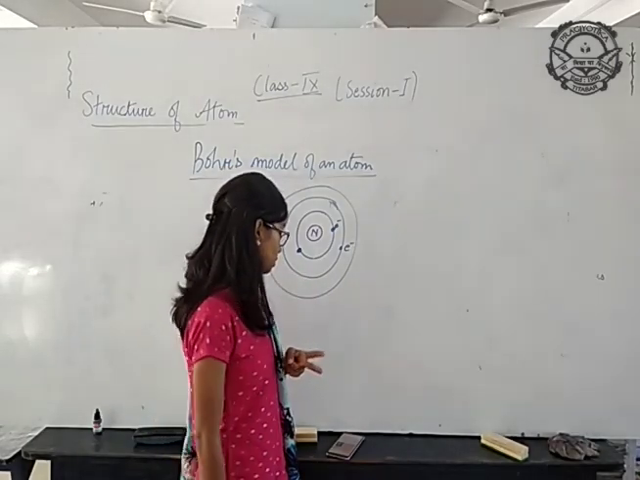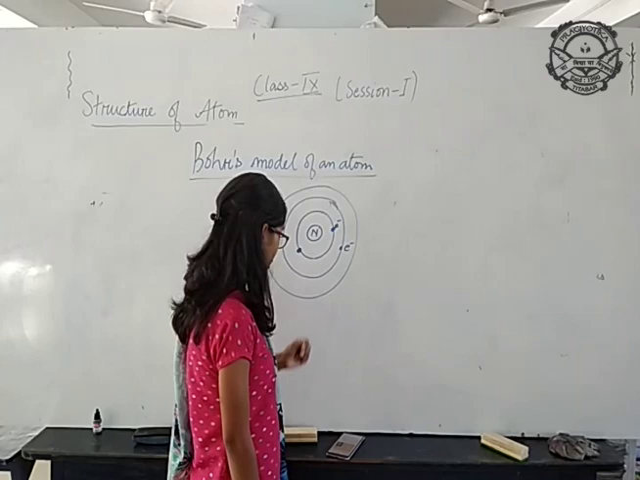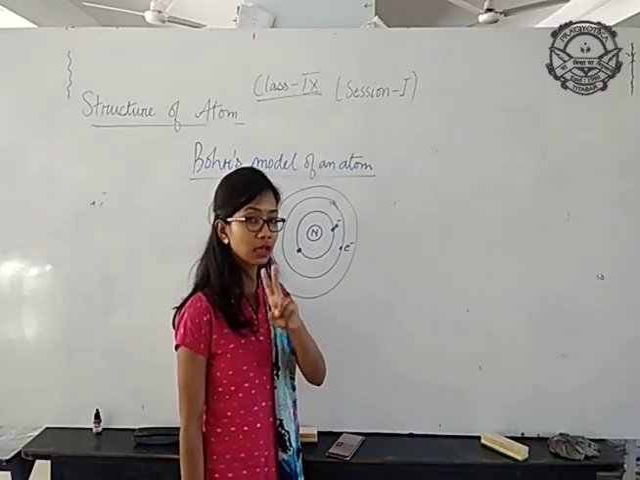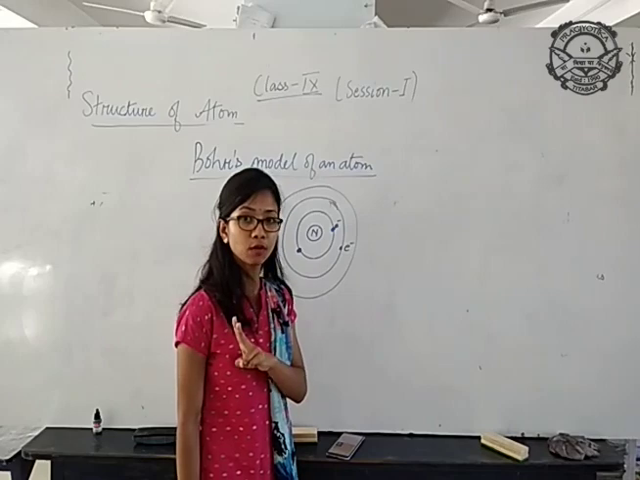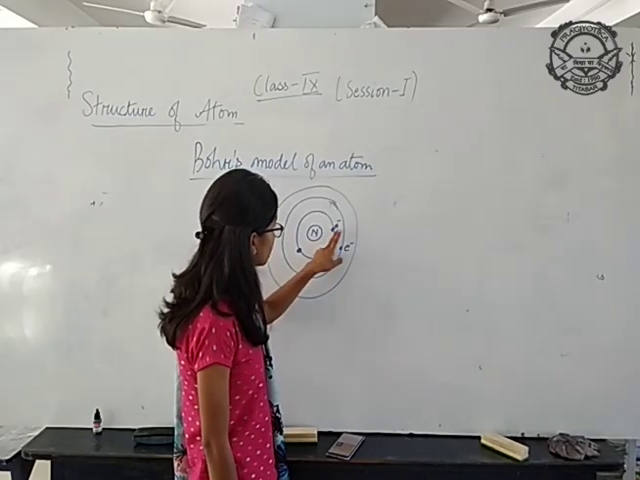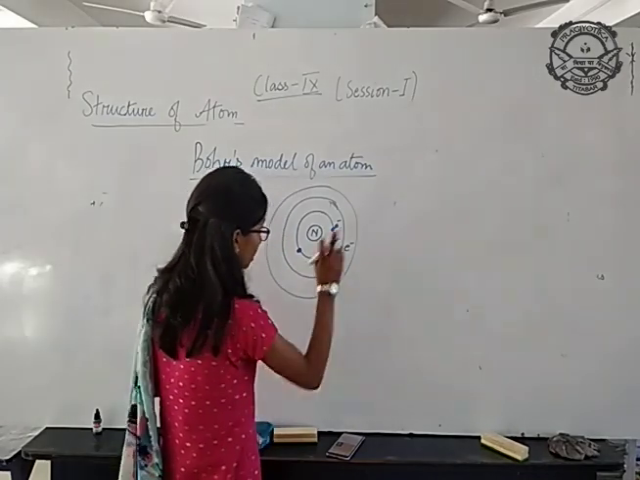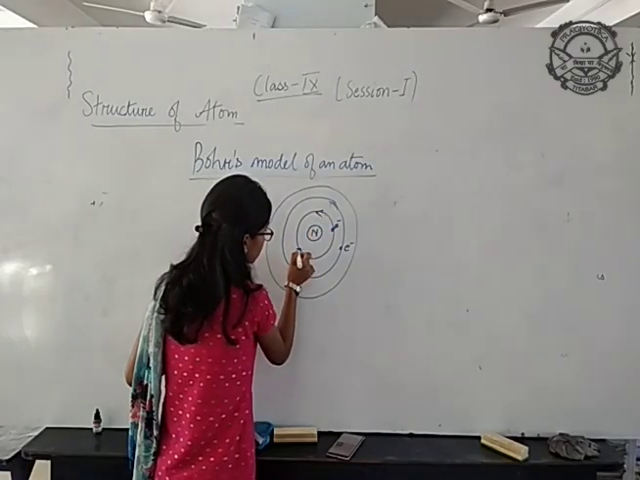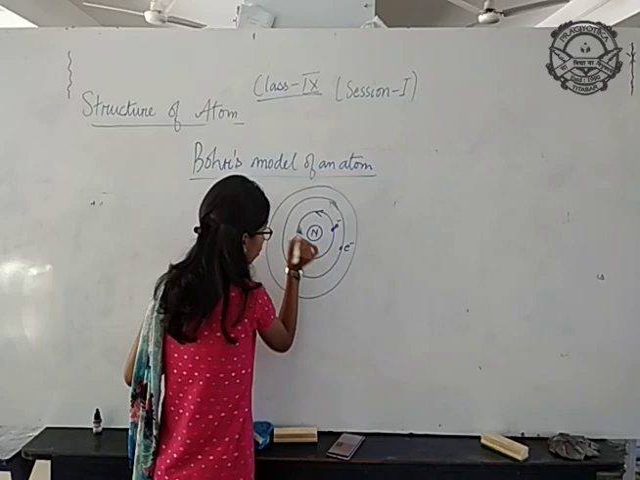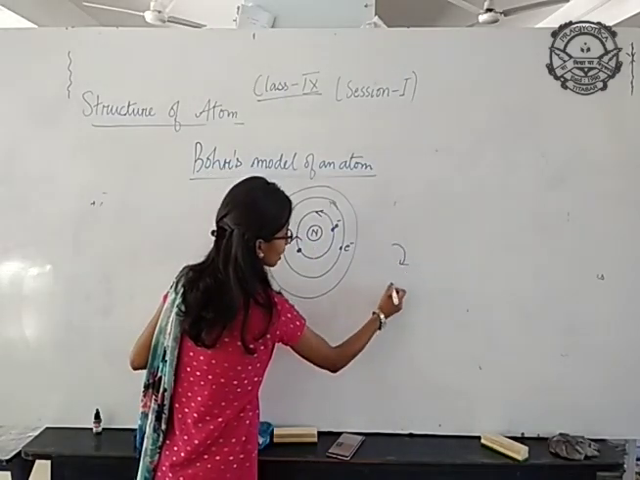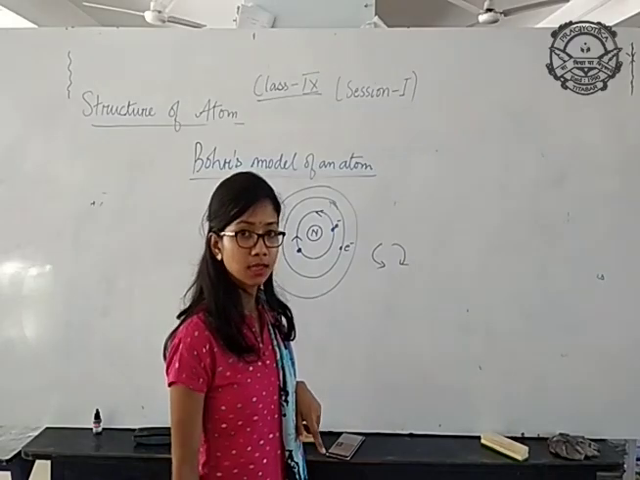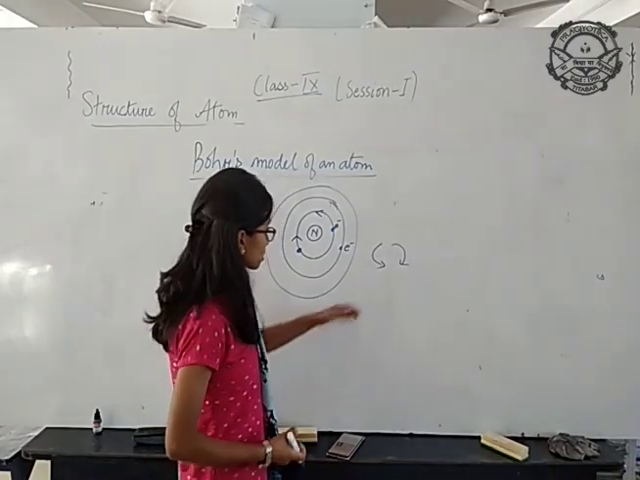Next, the second point: while revolving in discrete orbits, the electrons do not radiate energy. The radiation of energy was the drawback of Rutherford's model. One more thing, when one electron is moving in an anti-clockwise direction, the other will move in a clockwise direction. This you will come to know in higher studies, but I am giving it just for explanation.